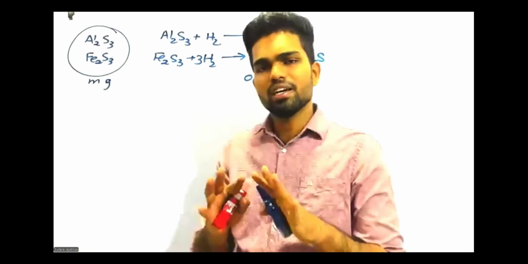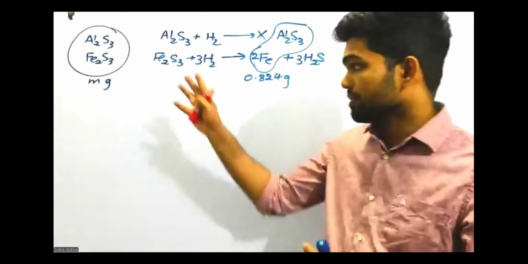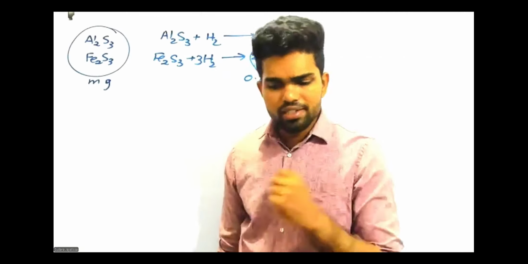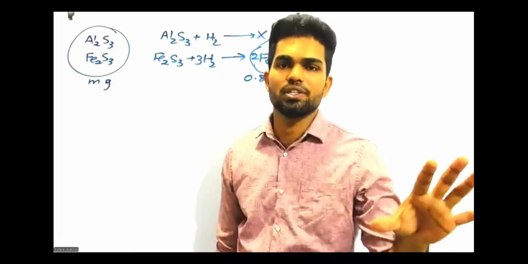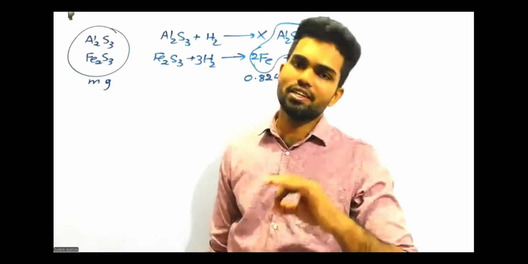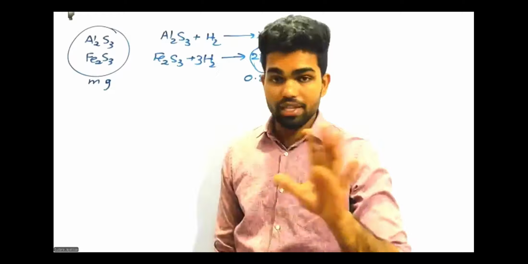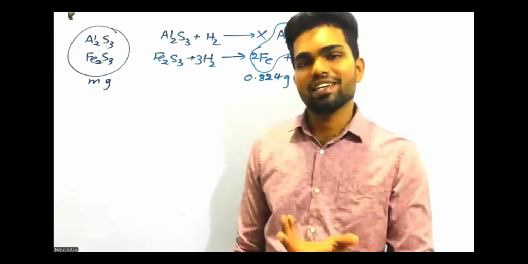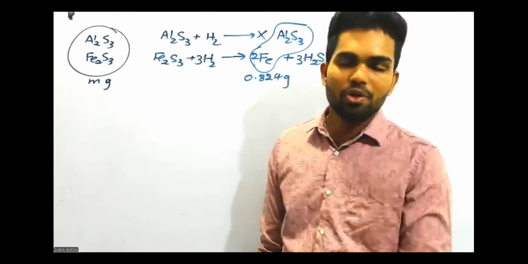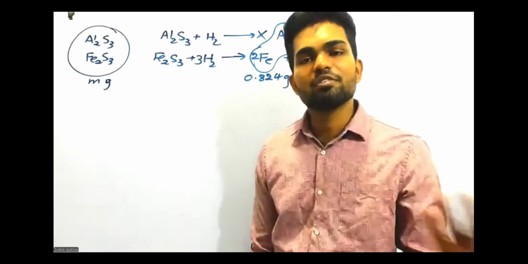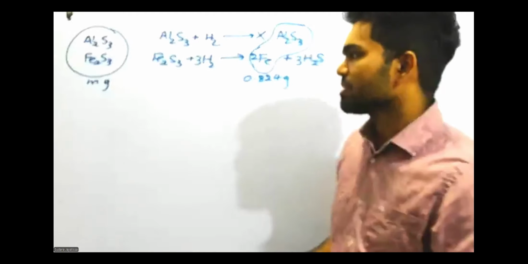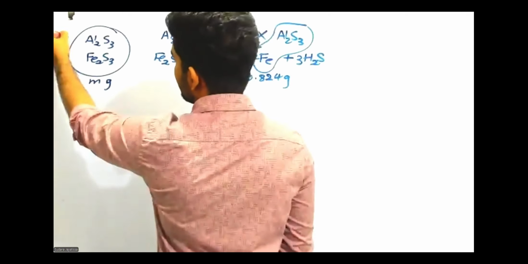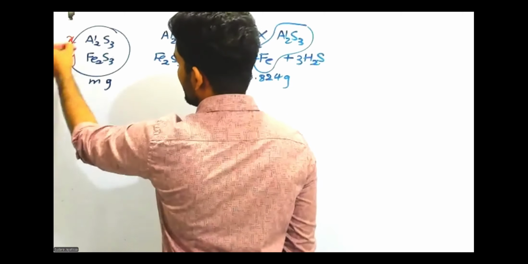What you need to do next is this. For a mixture of two substances, you have to assume that from one substance there are X moles, and from the other substance there are Y moles. There are many methods you can use for this question, but the easiest way is assuming one compound's moles as X and the other compound's moles as Y. So let's say you have X moles of this compound and Y moles of this compound.